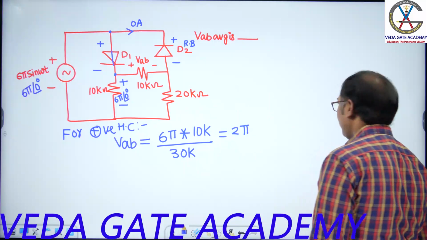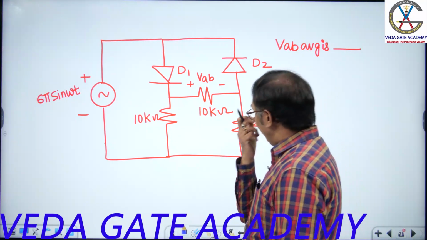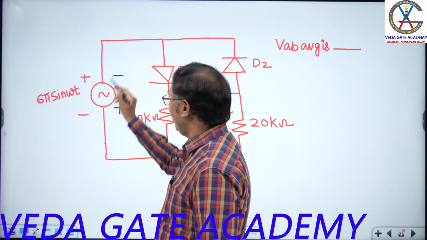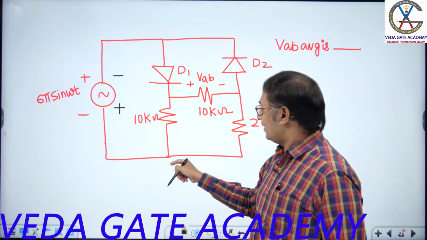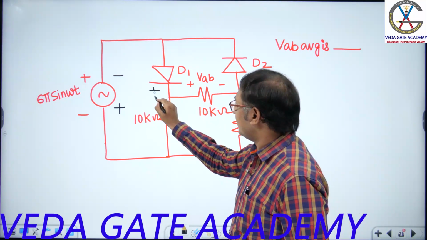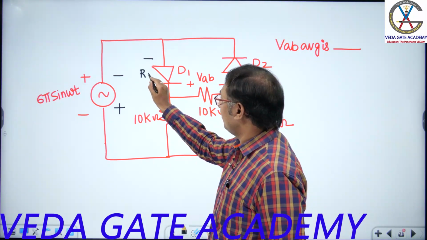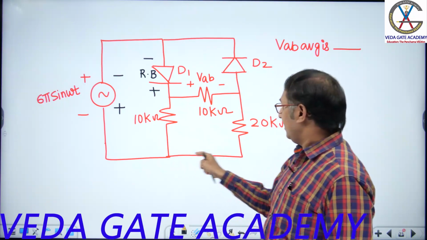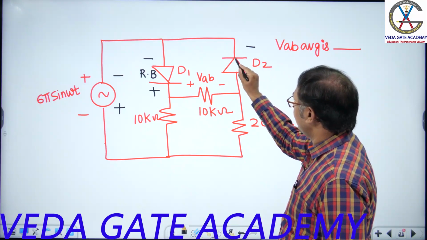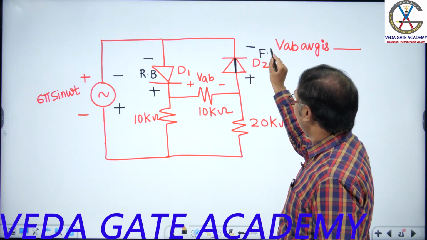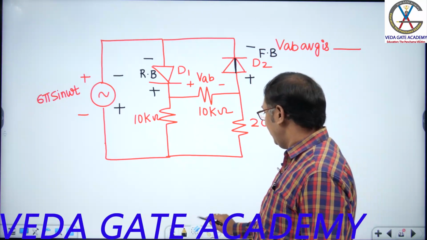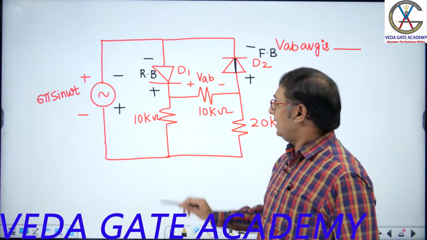Now let's go to the negative half cycle, black color pen. Here plus, here minus. Say some current comes like this and divides. This diode is what? Reverse biased. Some current comes like this and divides into this, here plus, here minus. This diode is forward biased.